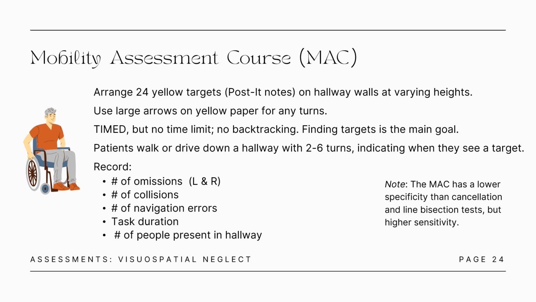You'll include at least 2 turns and use arrows to indicate the turn so that the patient can direct themselves through the course. Because the patient is walking or propelling themselves down the hallways, this can be considered a multitasking test. The score comes from the number of omissions, and these extra details that I've listed here can help you document your clinical reasoning. The mobility assessment course is a very sensitive test, but it has a greater percentage of false positives than the cancellation test or line bisection test, so something to keep in mind.